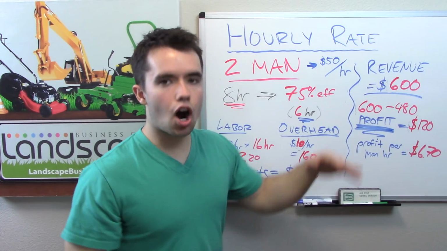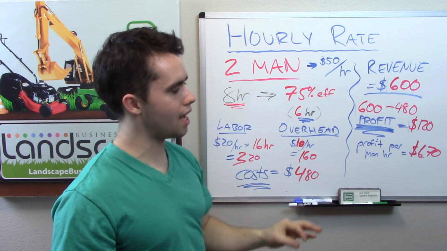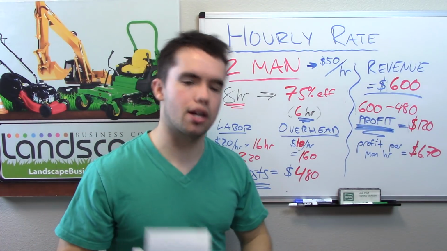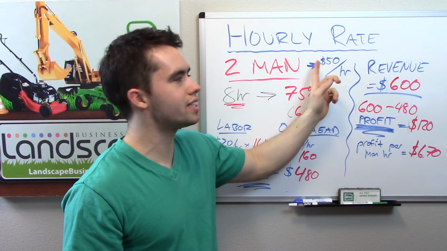So you can see here all the different variables that come into play and what points in this example you can make your company better and make it more profitable. The number one way, the easiest way, is increasing this number.